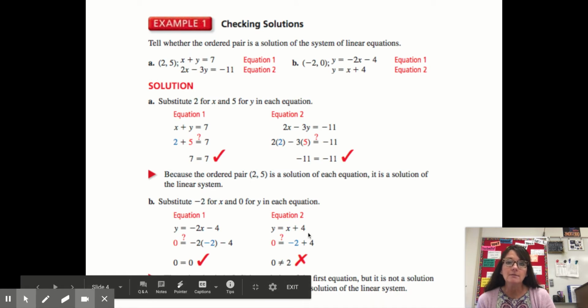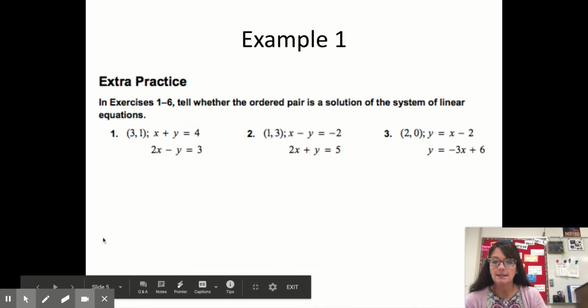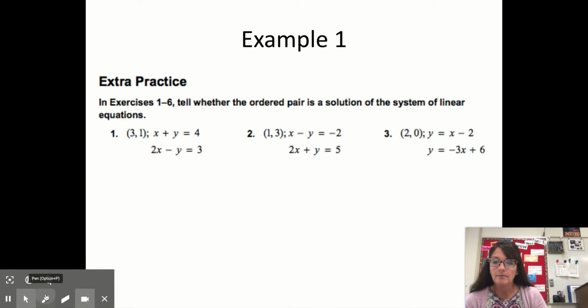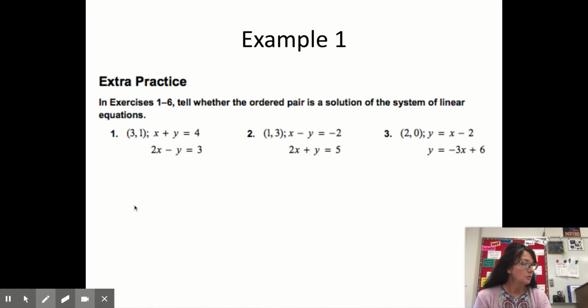So I'm going to go ahead and skip this and go right to this step right here. In this first example, this is on page 135 out of your student journal, we want to check to see if this is a solution to this system. And how we do that is through substitution. Every x and every y. So we'll just substitute those in.